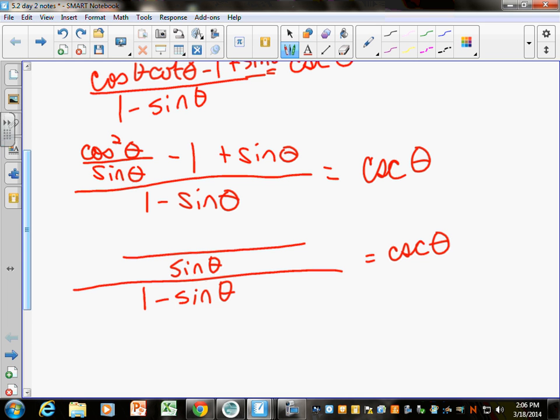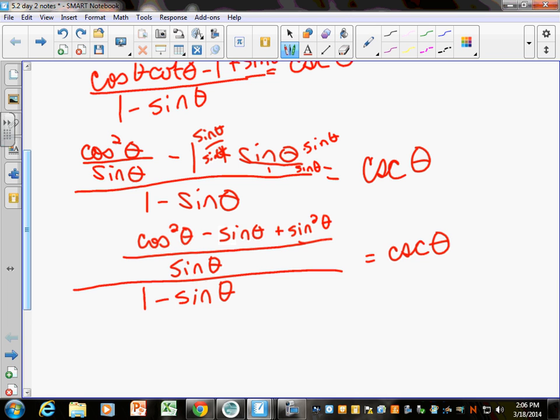So this one already has sine, so I'm going to do nothing to it. That's just going to be cosine squared. What's this minus 1 going to become if I need it to have sine on the bottom? Minus sine theta over sine theta. And then on this one, if I need to make it sine over sine, sine times sine is sine squared. So that's getting a common denominator, all over sine, all over 1 minus sine.